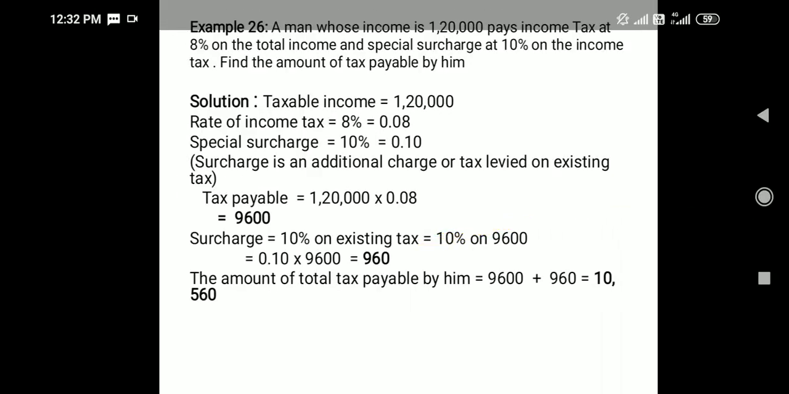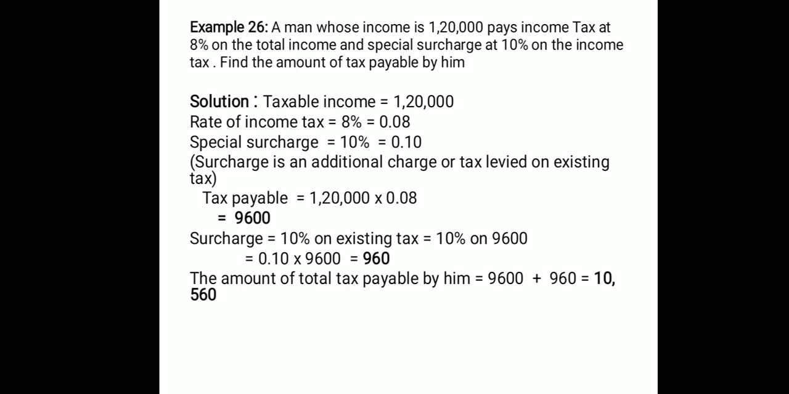Next is question number 26. A man whose income is 1,20,000 pays income tax at 8% on the total income and special surcharge at 10% on the income tax. Find the amount of tax payable by him. So taxable income is 1,20,000. The rate of income tax is 8%, equal to 0.08. Special surcharge is 10%, 0.10.